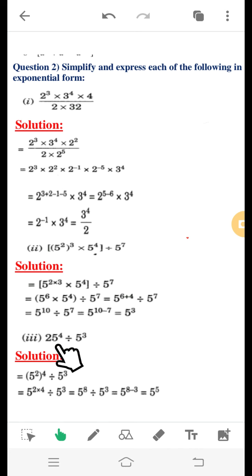Third one: 25 raised to 4 divide 5 raised to 5 cube. Here instead of 25 we can write it as 5 square, because 5 5s are 25, bracket over 4, divide 5 raised to cube. Now do the multiplication of both the powers. 5 raised to 2 multiply 4 divide 5 raised to 3. 2 4s are 8. 5 raised to 8 divide 5 raised to 3. Do the subtraction of both the powers. 5 raised to 8 minus 3 is equal to 5 raised to 5.